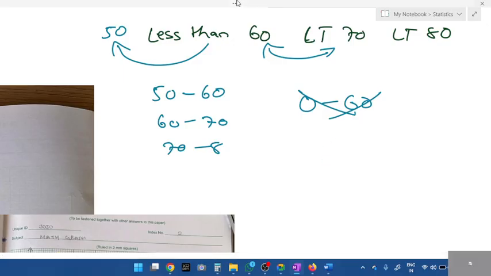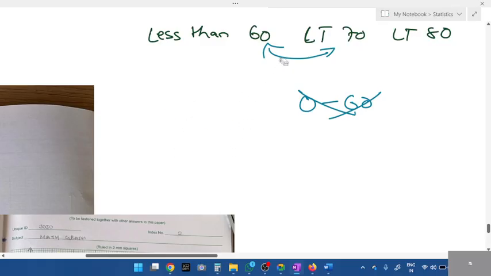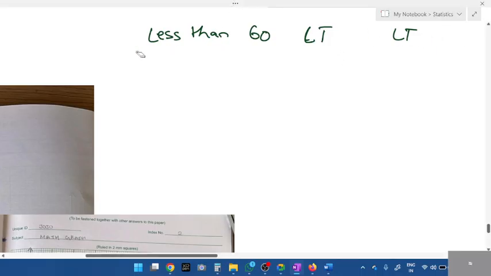Next, you'll have a question like this: less than 60, less than 80, less than 100. Now tell me, what is the difference between 60 and 80? How much is the difference?